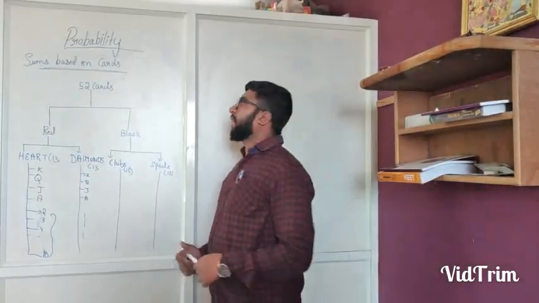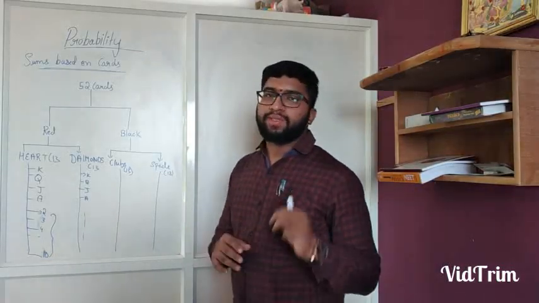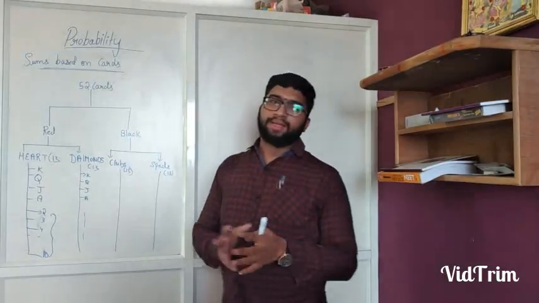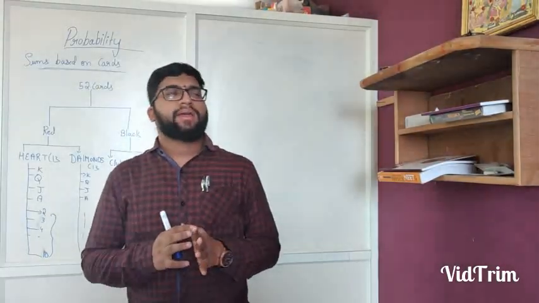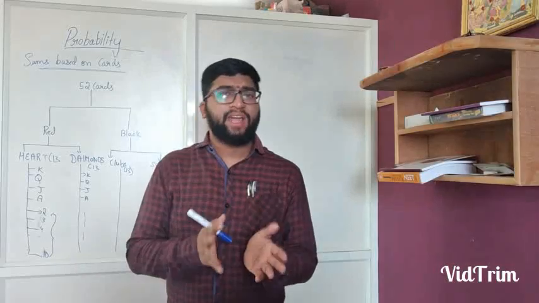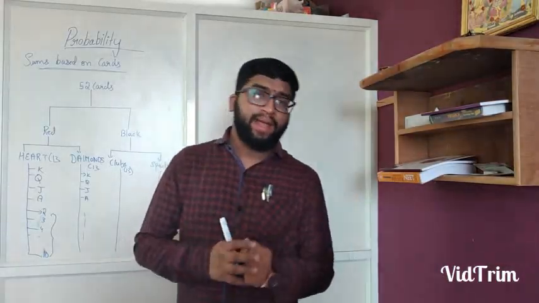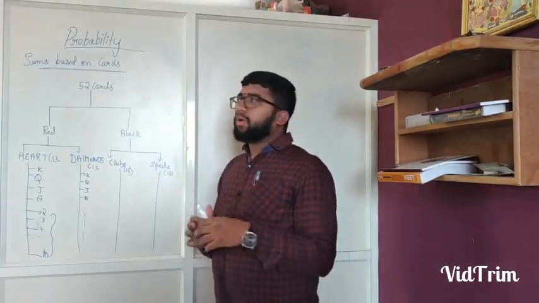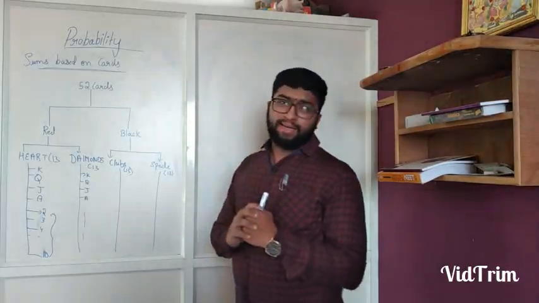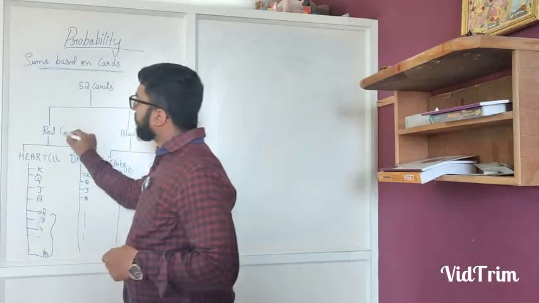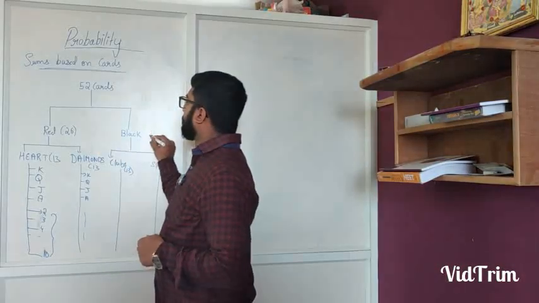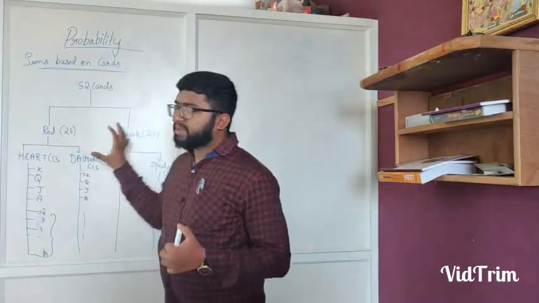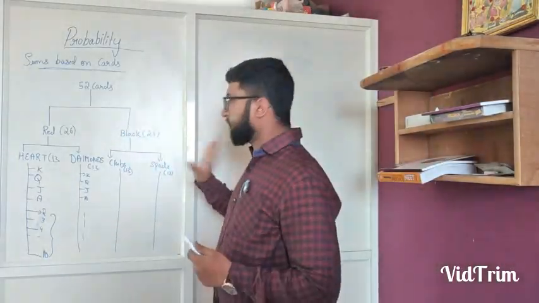Here we are having the probability questions which are based on the cards. So here we know what the cards are. Usually we call it a deck of cards. In a deck you will be having 52 cards. Among those 52 cards you will be having 26 red cards and 26 black cards.